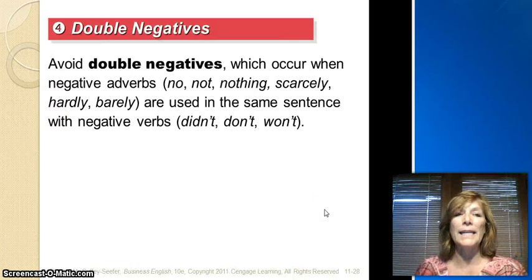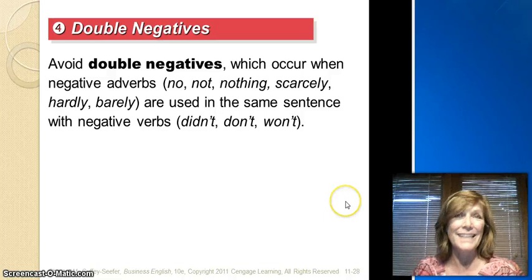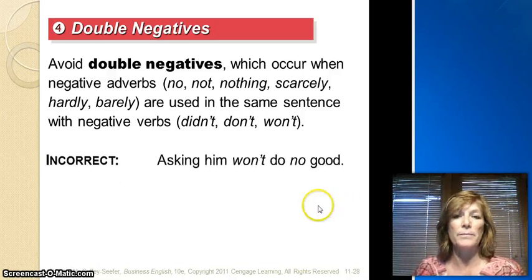Okay, and then double negatives. Double negatives are negative adverbs used in the same sentence with a negative verb. Double negatives are not correct. They sound funny. So let's try not to use them.